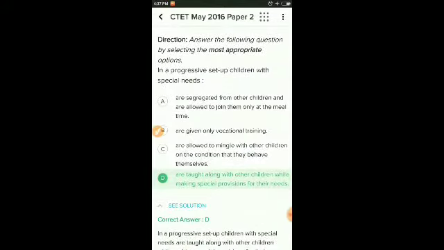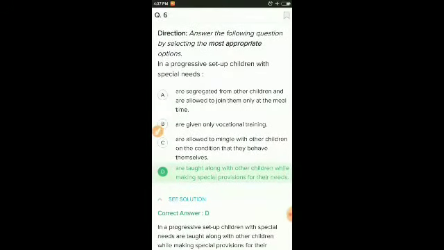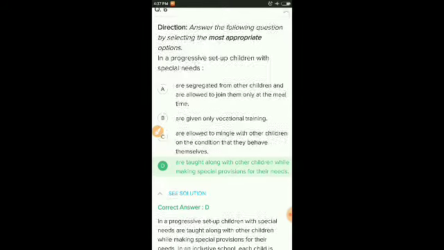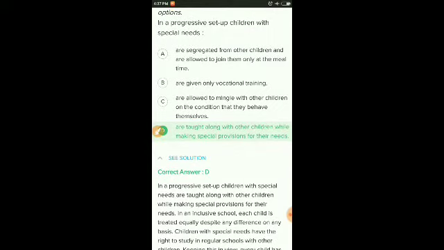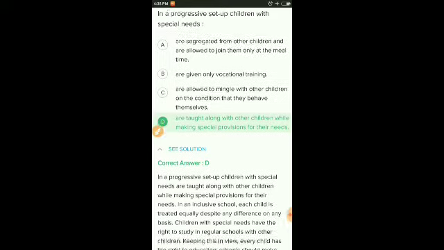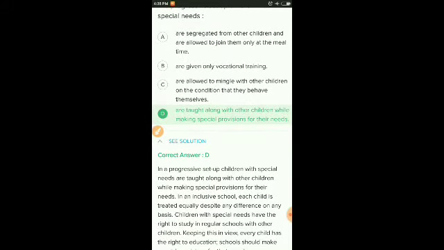Question number 6, in a progressive setup, children with special needs. The children who are in need of very special provisions should be taught along with other children while making special provisions for their needs. So in a progressive setup where we have regular students and students who need special attention, they should be taught together while making some special provisions. Then only can they understand it.